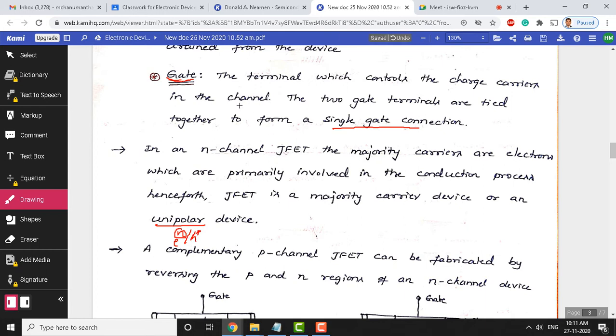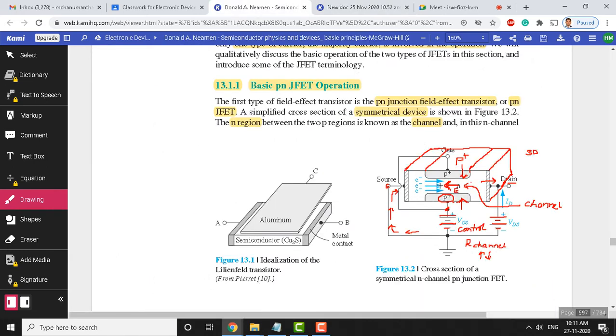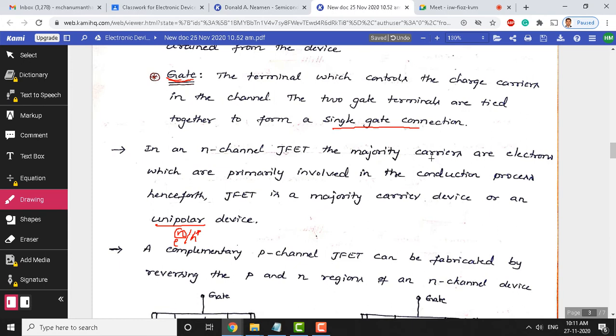So, here in the n channel JFET, the majority carriers are electrons, as you are seeing in this diagram, electrons are moving. This is an n channel JFET. So, the majority carriers are electrons, and they are primarily involved in the conduction process. Therefore, this device is called a majority carrier device, or it can be called a unipolar device.